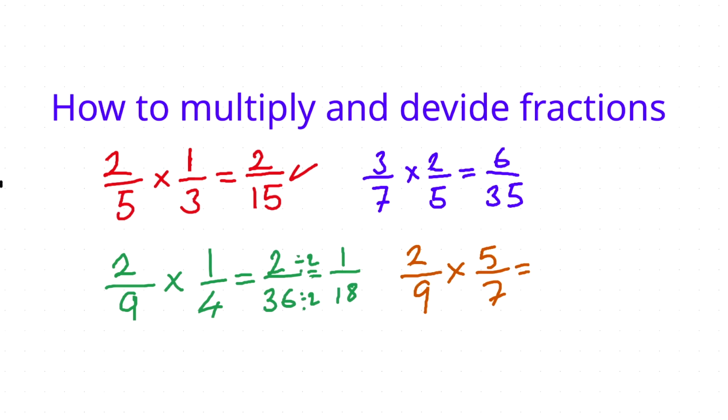Do we need to make their denominator same? No. We'll just go ahead and multiply them, right? Yes. Numerator by the numerator and the denominator by the denominator. What is it going to be then? So on the top, what do we have? 2 times 5 is 10.